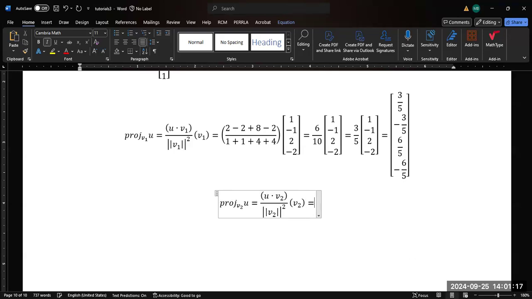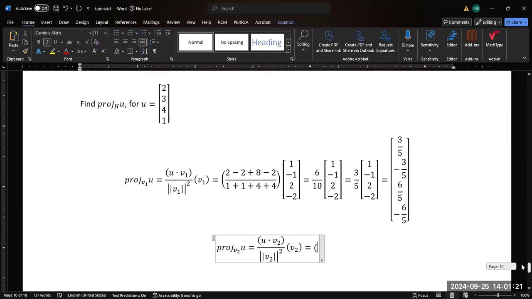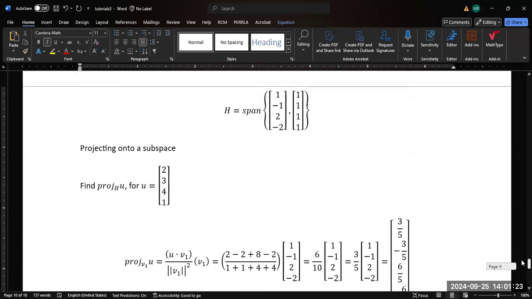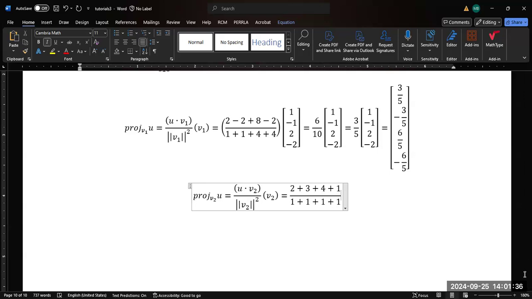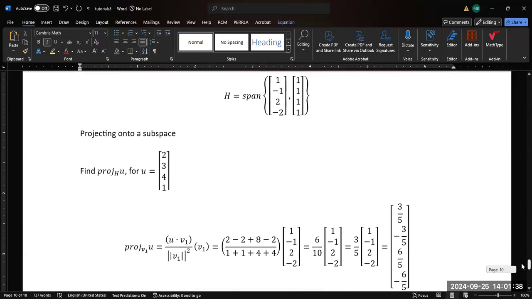And if I repeat this calculation for u dot v2, that's 1, 1, 1, 1. So that'll be 2 plus 3 plus 4 plus 1 divided by 1 plus 1 plus 1 plus 1, times our v2 vector.